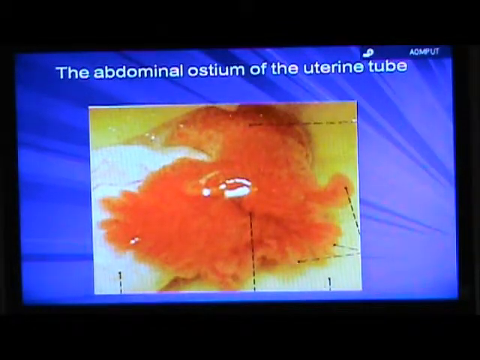So here you can see the abdominal ostium of the uterine tube. Yes, we can see the fimbriae and the infundibulum. Here is the widest part, the ampulla of the uterine tube, and this is the isthmus. Look here, we can see the ovary.